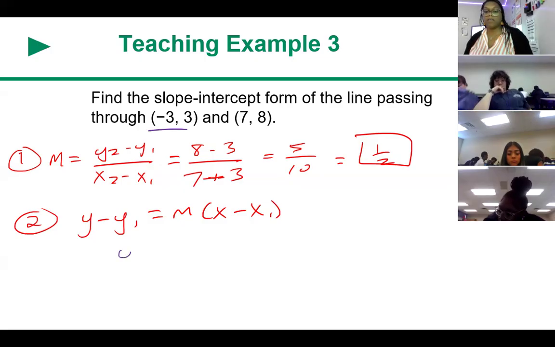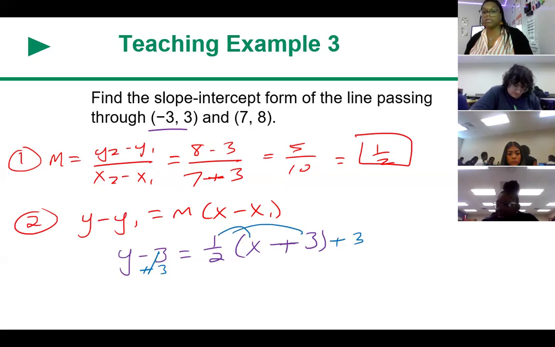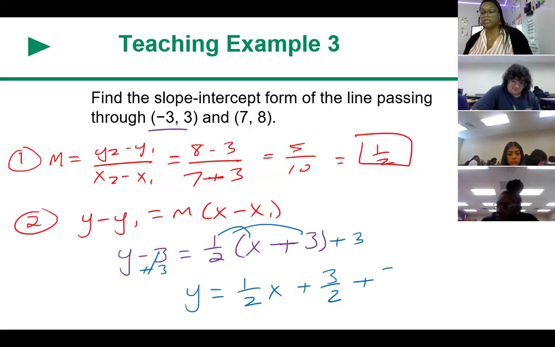So when I plug them in, I have y minus 3 equals my slope, which is 1/2, times x minus negative 3. A negative times a negative makes a positive. Okay, remember your goal here is to get the y by itself. So I'm going to add 3 to both sides. And I'm going to distribute and combine like terms. So we have y equals 1/2 x plus 3/2 plus 3.